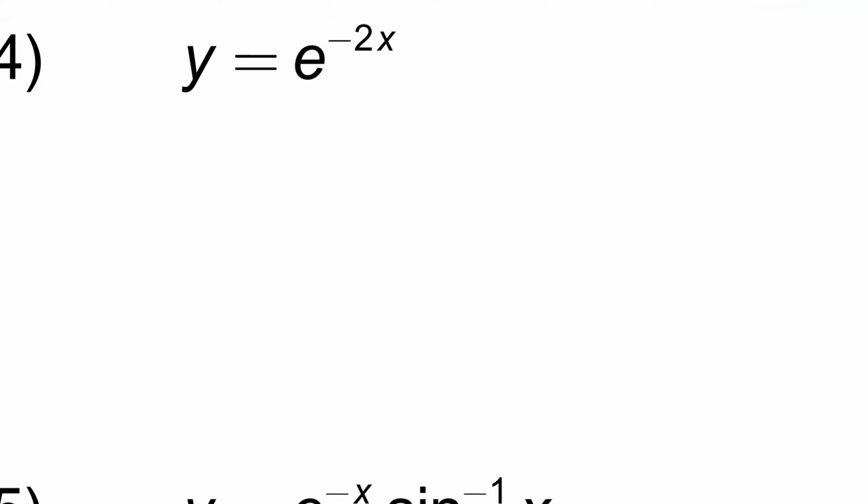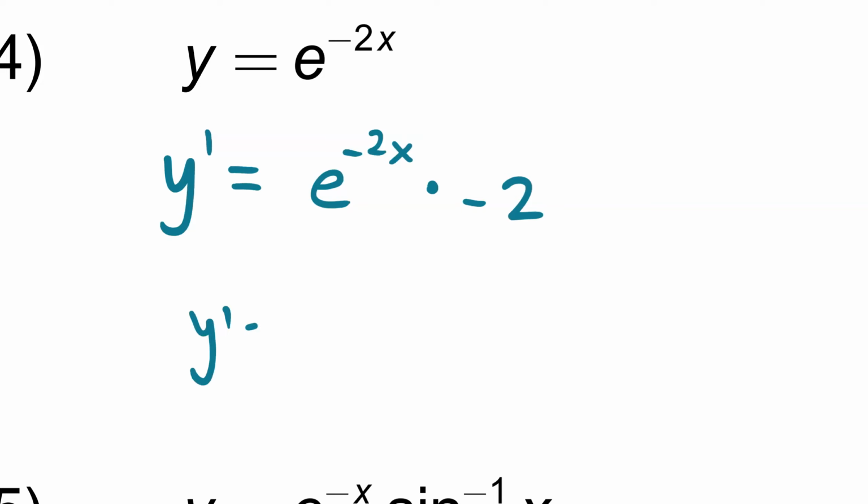Okay, so we've tried it out. Here we go. So y prime, I just took a guess. I believe I'm right. Negative 2e to the negative 2x, times the derivative of negative 2x. What's the derivative of negative 2x? Negative 2. So y prime is just going to be negative 2e to the negative 2x.